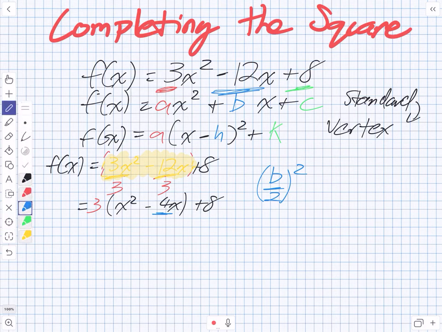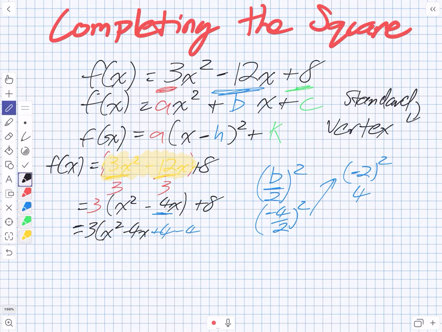So we take our new negative 4, divided by 2 is negative 2, squared, and negative 2 squared is going to be 4. So we're going to add and subtract the value of 4 within the brackets. So we have 3 times x squared minus 4x, and then plus 4 minus 4, sorry it's a little messy, plus 8.